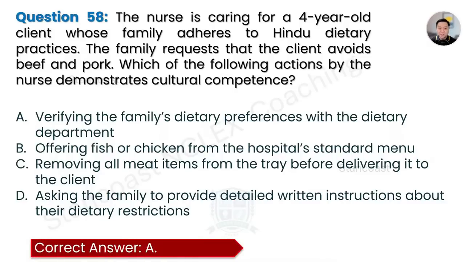Letter A is the answer because this ensures the hospital provides meals aligned with the family's cultural and dietary needs without assumptions. So here you have to select the option that shows proactive nursing care to meet the client needs. And in this question, you have to avoid options that involve assumptions or transferring responsibility. So letter B is an incorrect option. You have to confirm with the family and the dietary department instead of assuming what is acceptable.